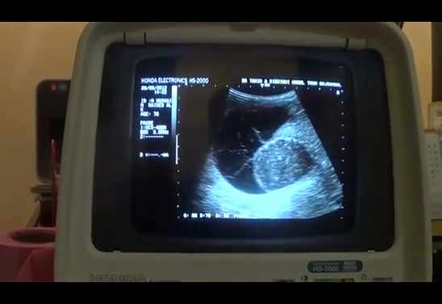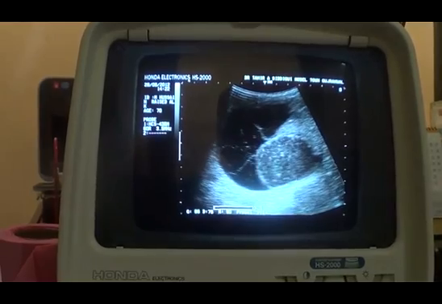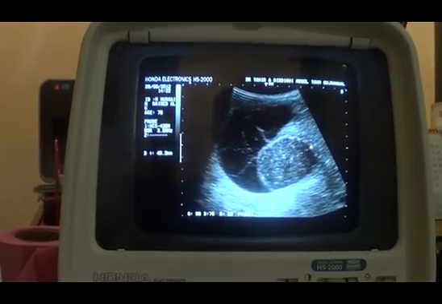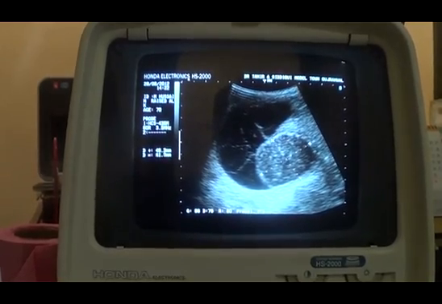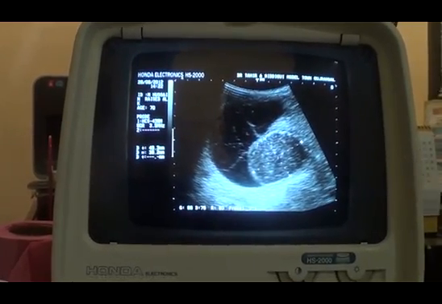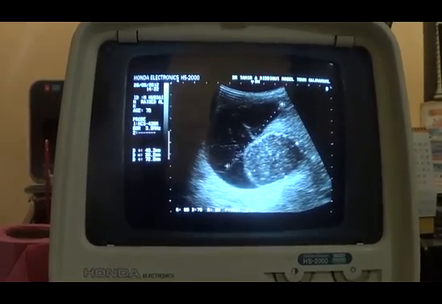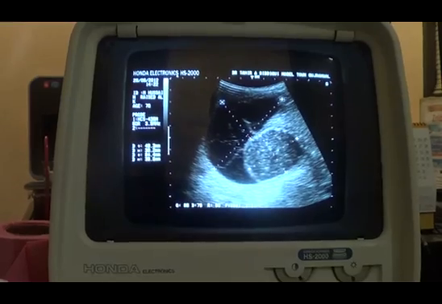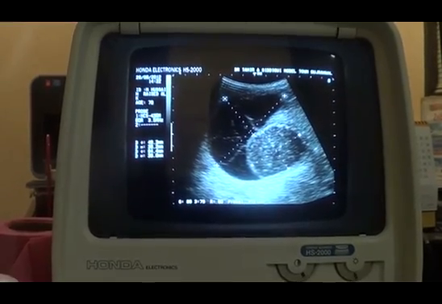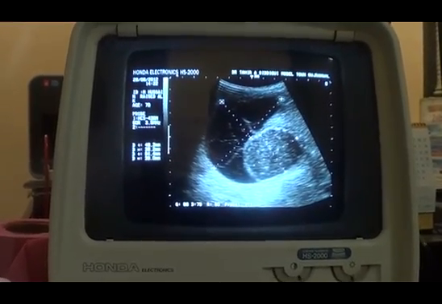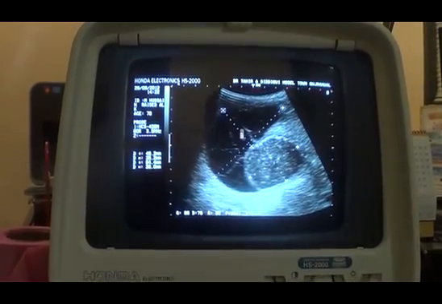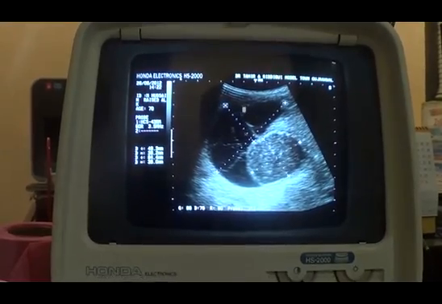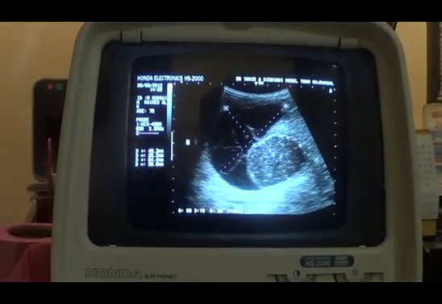That measures, come on, and this is the fluid pocket. Note that in this fluid pocket there are multiple septa. This is a thick septa, incomplete. This is fluid. This is all fluid.